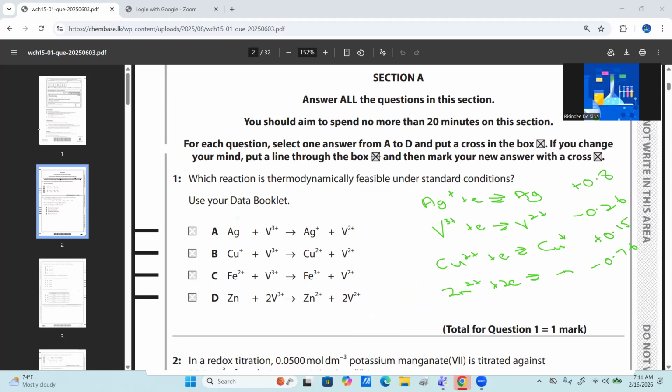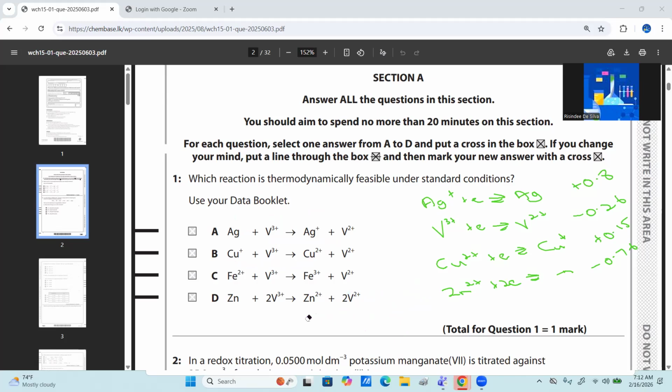Then if you take B, you can see this is undergoing reduction and this is undergoing oxidation. So again, we can apply E reduction minus E oxidation. Reduction is minus 0.26. Oxidation is plus 0.15. Again, you get a negative answer. So the second one is also not the correct answer.